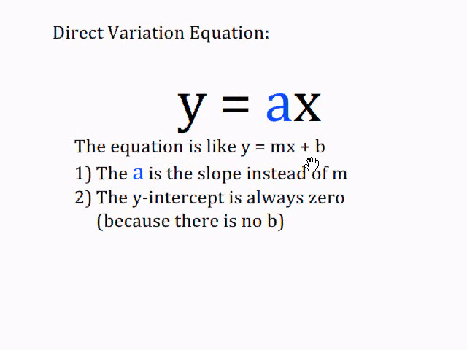So the first thing we're going to want to do is to take a look at the direct variation equation. y is equal to a times x. Notice that this is almost identical to y equals mx plus b, except we changed the m to the letter a, and instead of having a b value, our b value is always 0. There's no b value here. It's like having plus 0, but we would never write plus 0. It's not necessary. So we just write y is equal to ax. If you have an equation in that form, then you have a direct variation equation.